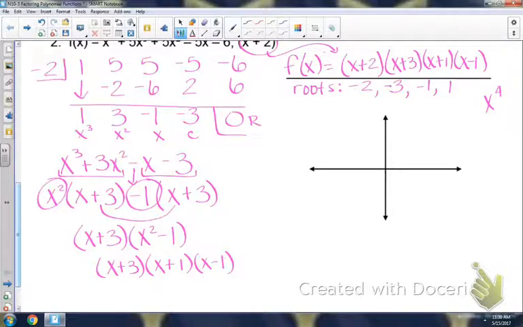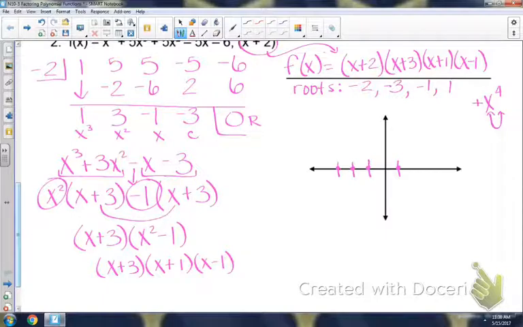Notice in front, it's positive. So on quartic, it's just a parabola that opens up. So that a, whatever a is, which is the coefficient in front, that helps determine the direction of your graph. So I'm going to have a root at negative 2, negative 3, negative 1, and positive 1.